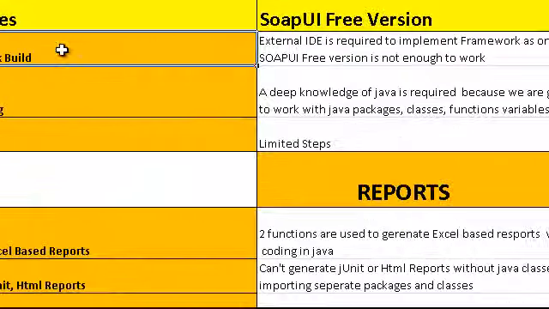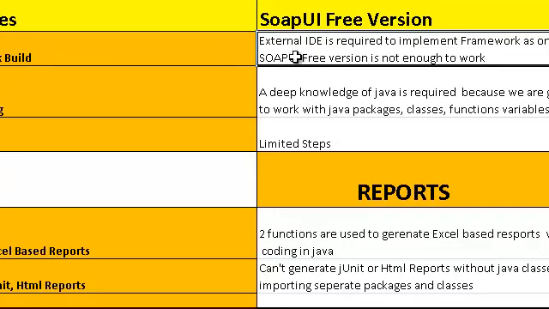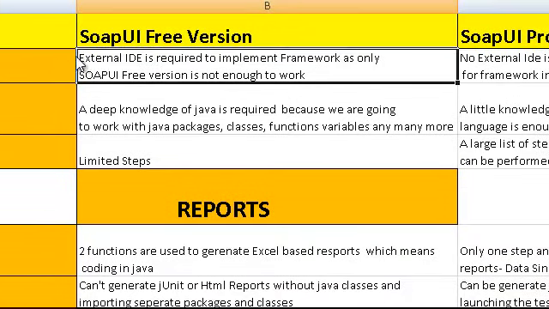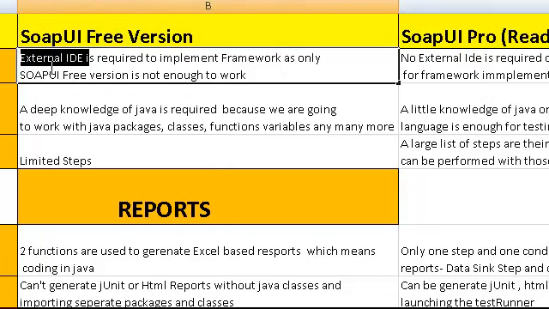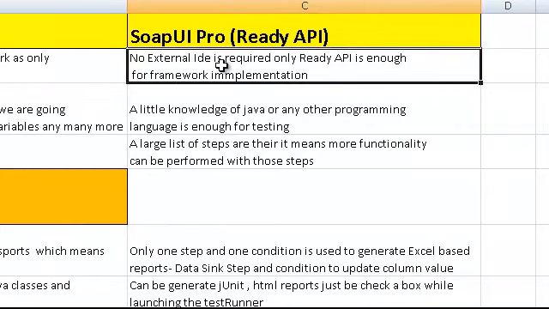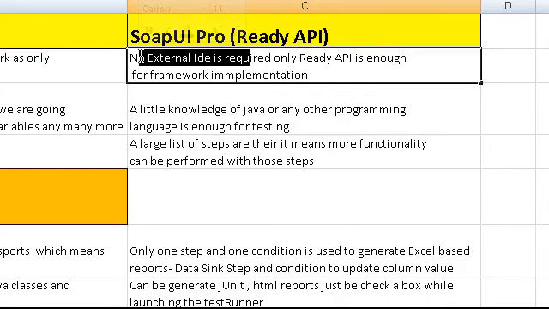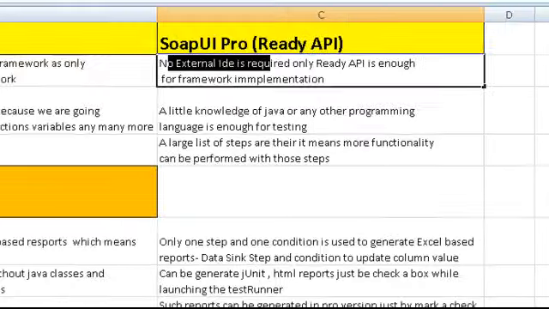When I talk about the free version of SOAPUI and the framework, I surely need an external IDE to work with the framework. If I want to implement my framework, then I need the external IDE, which I'm going to use as Eclipse. And what about the SOAPUI Pro version, which is Ready API? I don't need any external IDE to implement the framework. So this is the first difference.